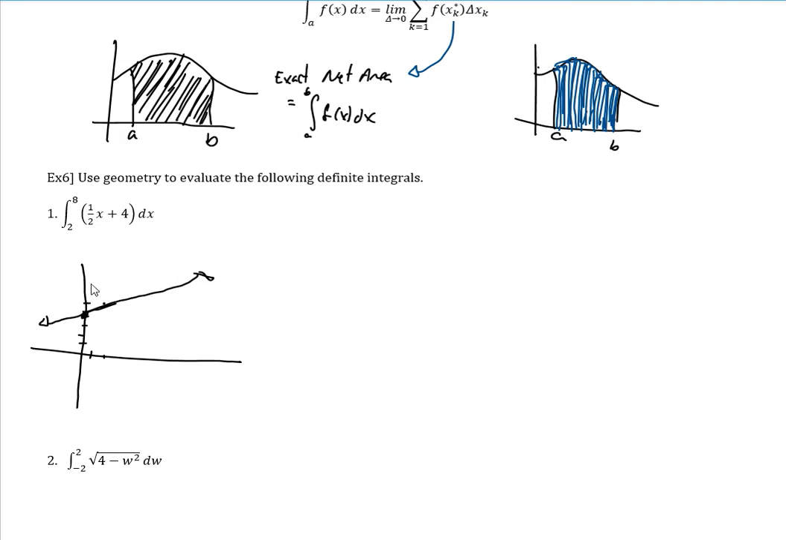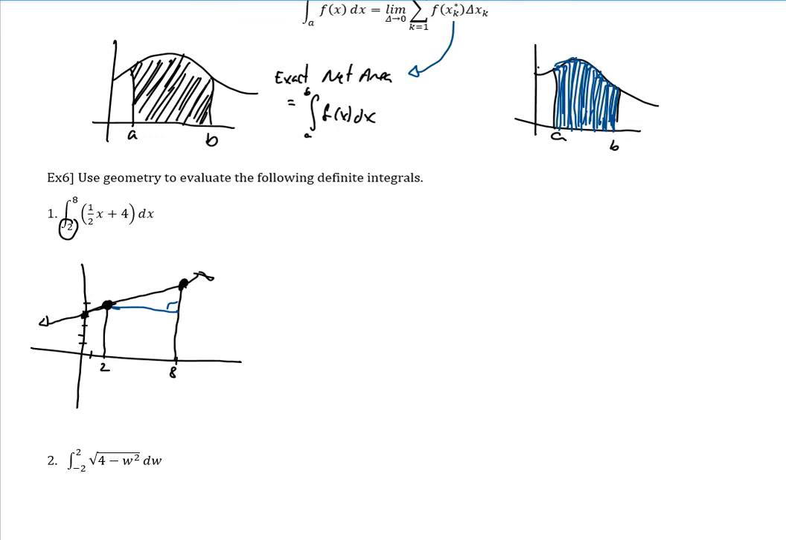Then it says start from 2. So here's 2. Just draw a vertical line until it hits the graph, and then go to 8 right there, like that. So what we have here, we could use geometry because it is a trapezoid, but it's probably easier to draw that right there and make a right triangle, and we have a rectangle as well.